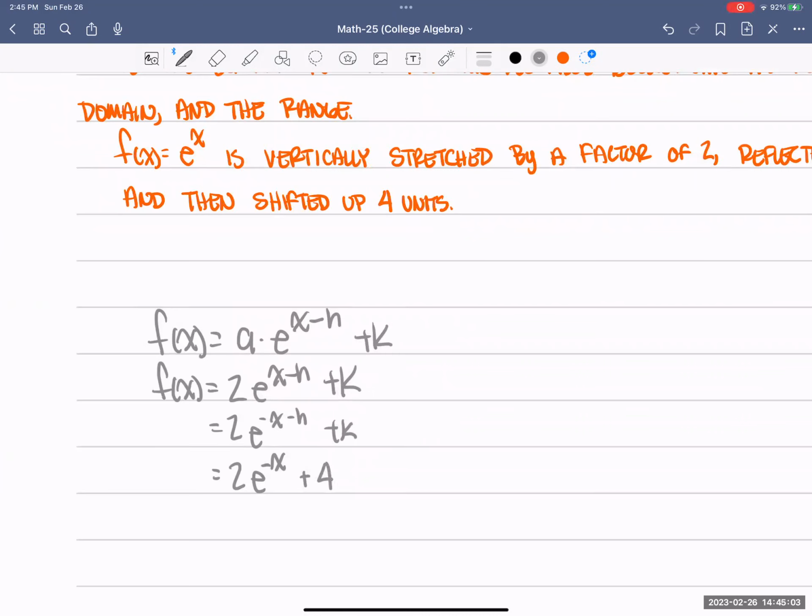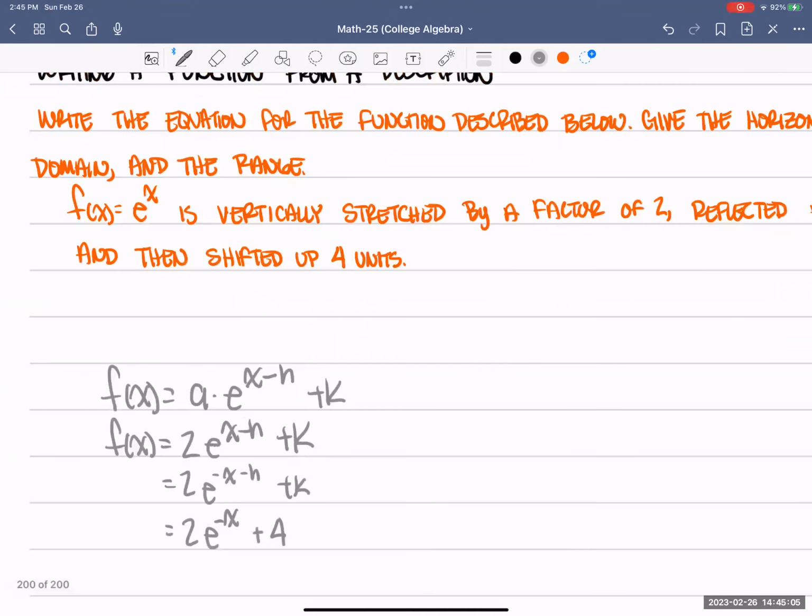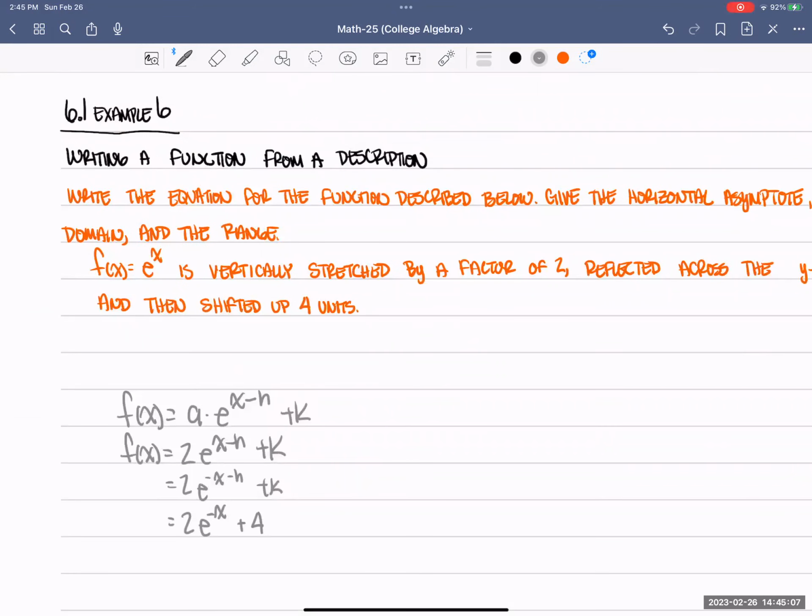All right, let's take a look at this. So vertically stretched by a factor of 2, that's where this 2 came into play. Reflected across the y-axis, that's where this negative came from. And shifted up 4 units, that's where this 4 came from. All right, that's our function. f of x is equal to 2e raised to the negative x plus 4. And now we just have to find these parts, our domain, range, and asymptote.